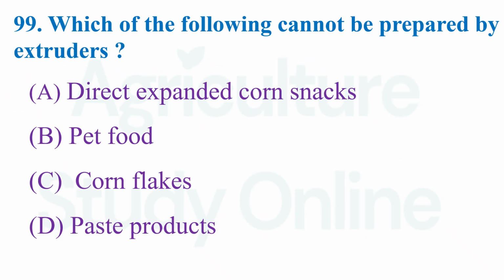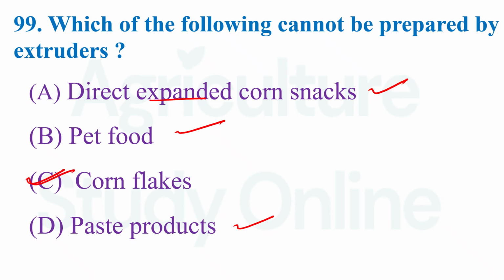Question number 99. Which of the following cannot be prepared by extruders? So, expanded snacks, it can be pet foods, pasta or any pasta products. So, the correct option will be option number C, that is cornflakes.